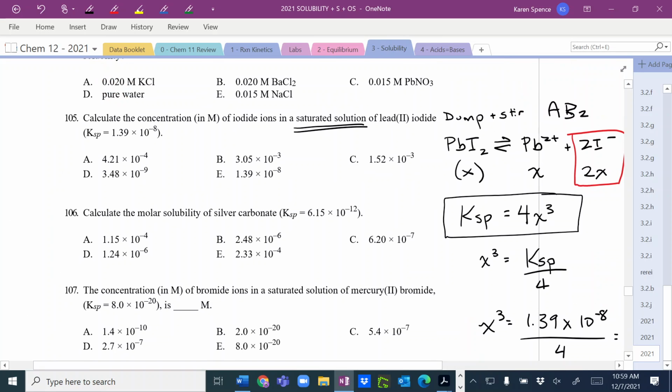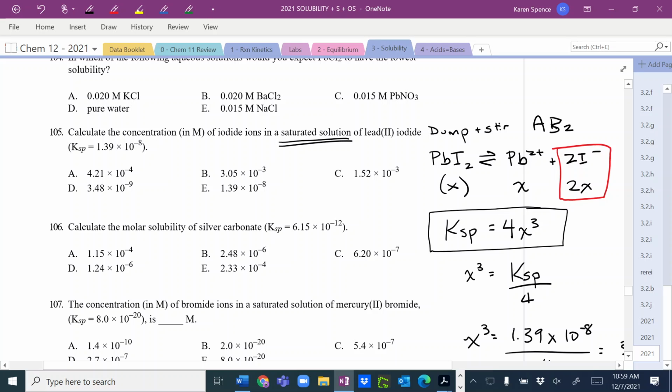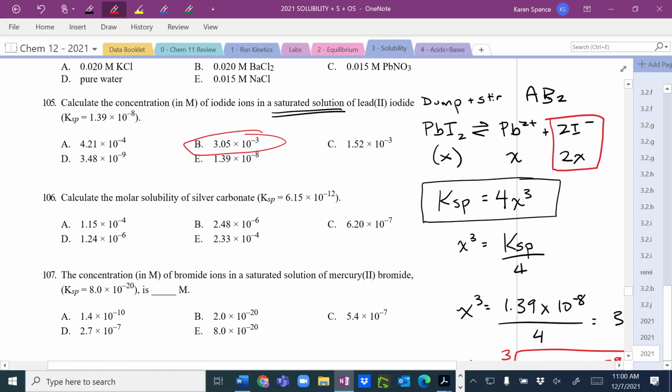105, 3.0 times 10 to the minus 3. Ah, that looks good. There we are. Yeah?